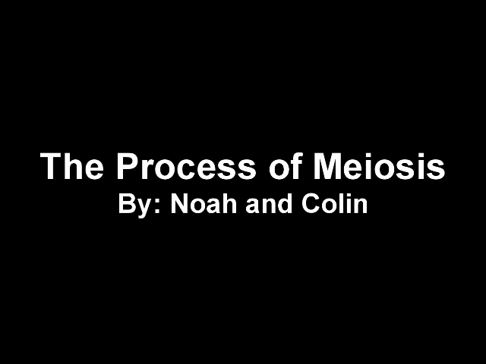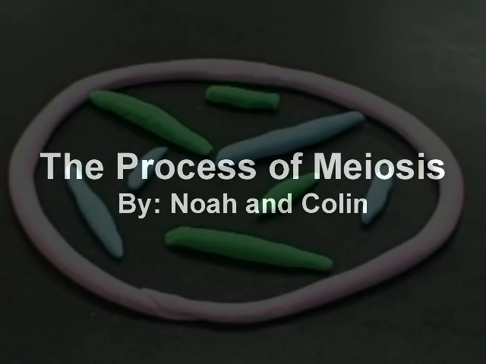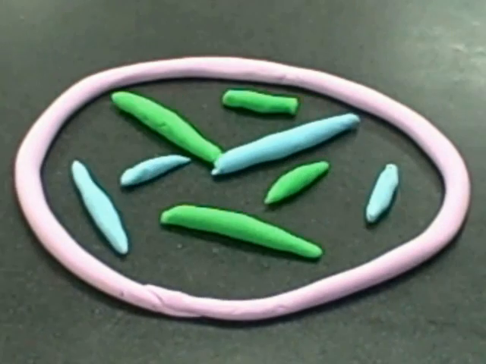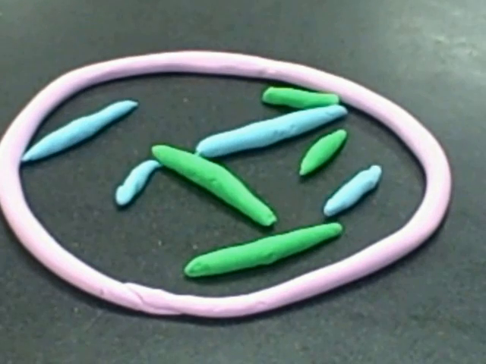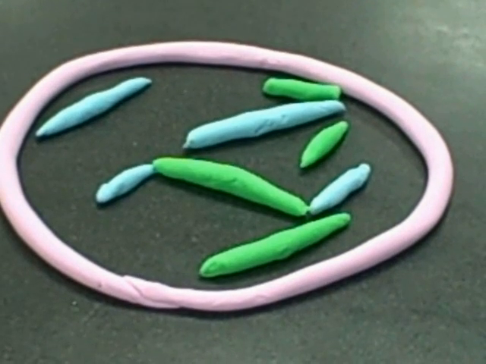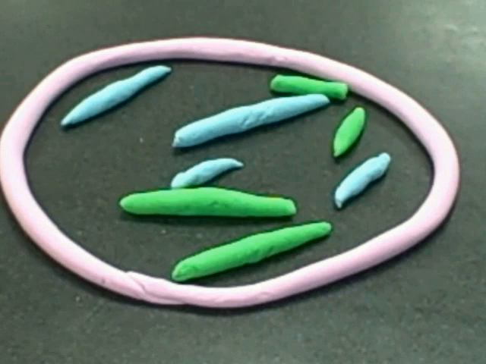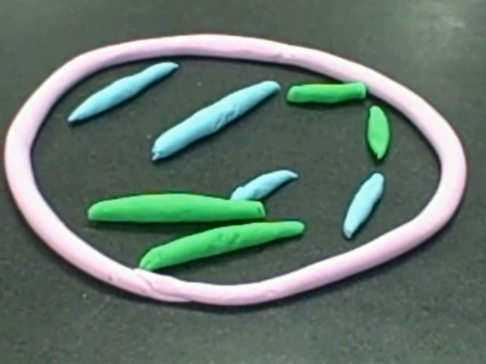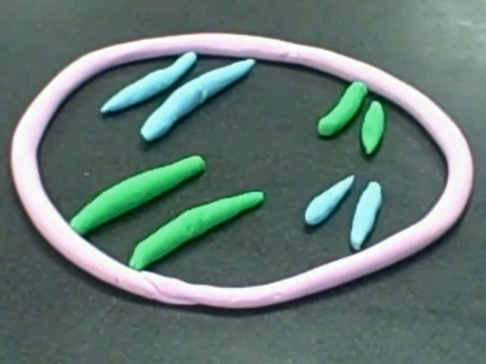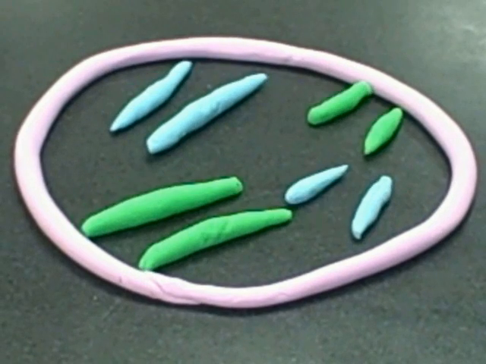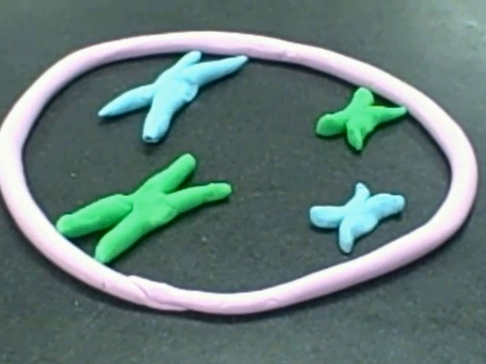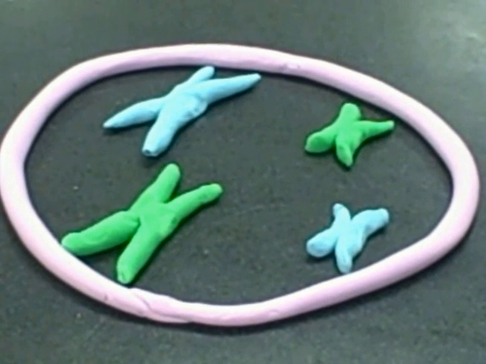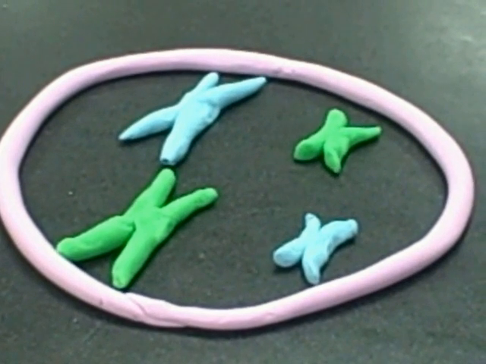So this is Noah and Colin's process of meiosis. What you're seeing now is spermatogenesis. The chromatids are finding their sister chromatids and making pairs. And after that, they will move towards the center and find their homologous chromosomes.